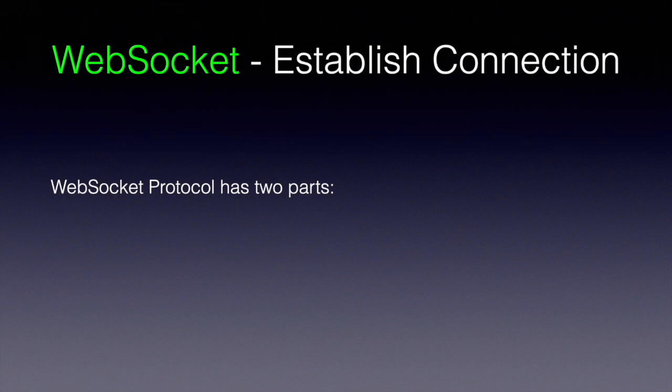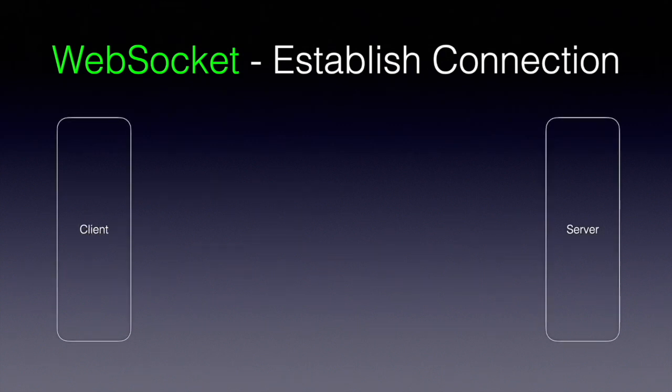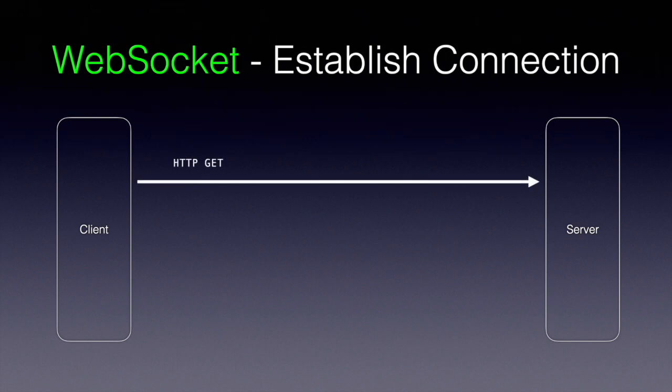WebSocket protocol has two parts: handshake and data transfer. Handshake is the initial agreement between the client and server before switching to WebSocket protocol from HTTP. Over here we can see two boxes, a client and a server. To establish a WebSocket connection, the client, usually a web browser, sends a regular HTTP GET request to the server, asking to establish a WebSocket connection.